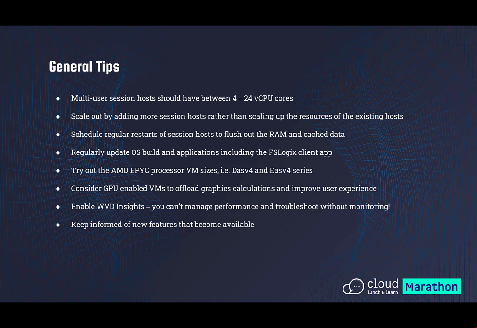I want to just give some general tips here now on how you can boost performance and size things better, and just some general housekeeping tasks that I find are useful. For multi-user session hosts, these should have between 4 and 24 vCPU cores. Okay, so never less than 4 and never more than 24 cores.